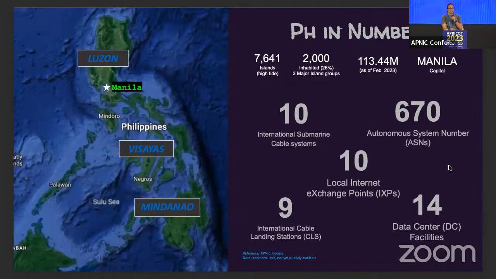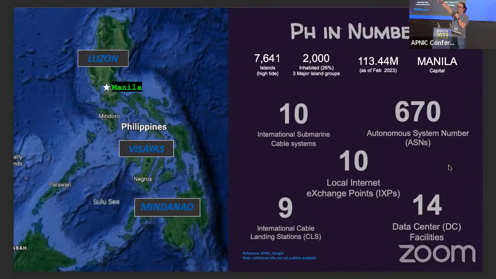The Philippines is an archipelago composed of three major island groups: Luzon, Visayas, and Mindanao. We have 7,641 islands at high tide. At low tide, we can't count yet because if you look outside, they're building more islands, so probably we'll do that next time. In terms of population, only 2,000 of those islands have people, so there are a lot more islands to explore. We currently have about 113 million in population, and the capital is Manila, where we are now.